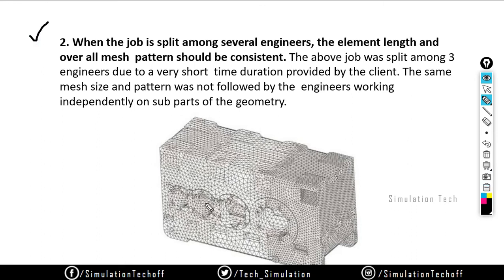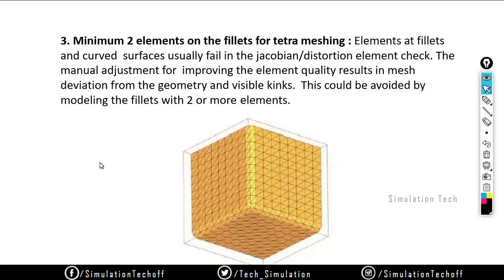Make sure you collect all the data before you try to mesh that model. And minimum 2 elements on the filleted areas for a tetra meshing. So if you are doing a tetra meshing, one thing has happened over here. This fellow created a tetra mesh, but the outer faces were initially meshed as a quad mesh, and then that quad is converted into a triangular one.